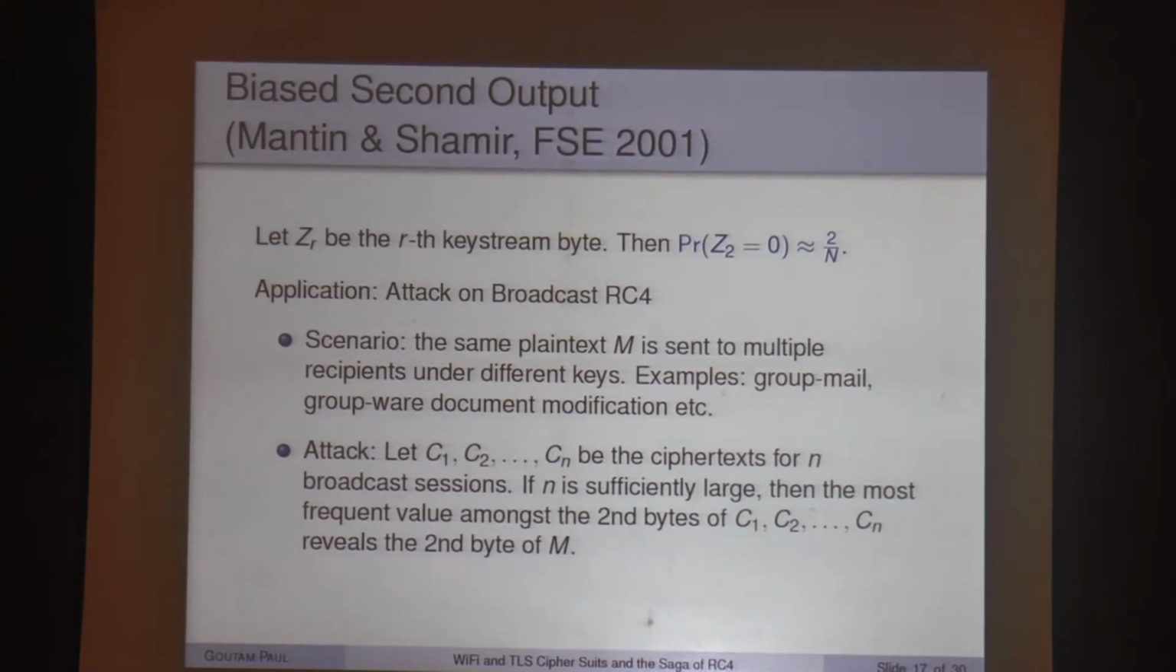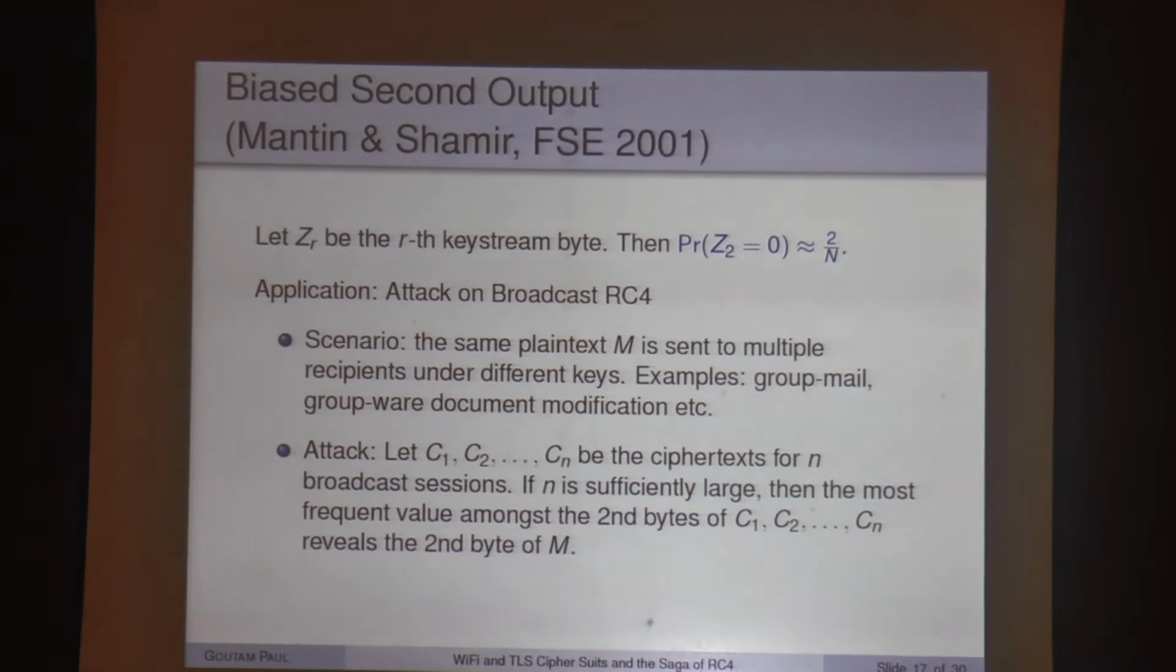The broadcast RC4 is a very simple application. Imagine you have a group email, right? You are sending the same email to multiple recipients, or a group message, some news group, so multicast. Because the same message is being sent to multiple recipients, you are using different secret keys to encrypt. For user 1, you are using secret key 1. For user 2, you are using secret key 2, and so on and so forth. So for the same message, you are getting different ciphertexts. Agree?